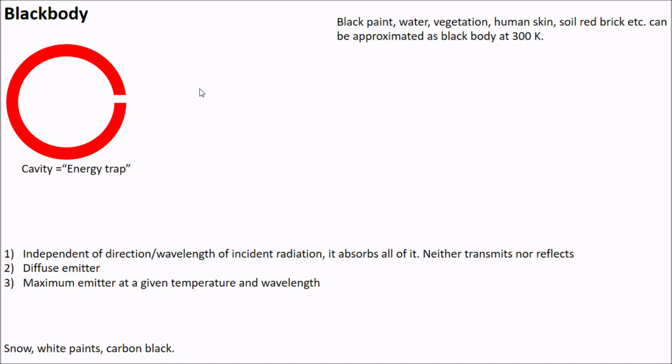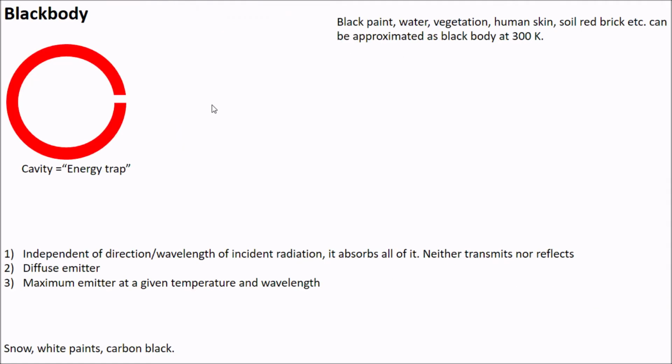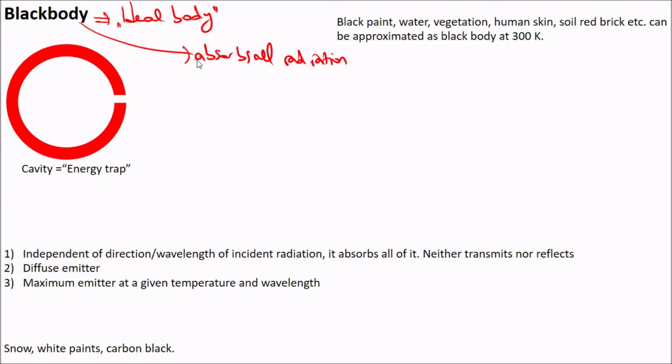Now comes the main important topic of our lecture, which is the black bodies. And firstly, what is black body? The black body is an ideal body. What it means is that black body absorbs all radiation. Okay, this is the first thing, and the second thing is that it emits all radiation. Okay. It emits all radiation.